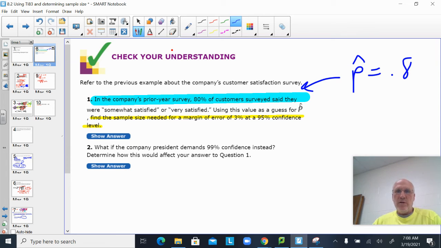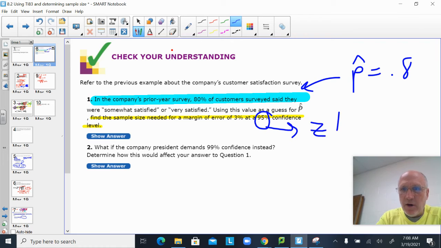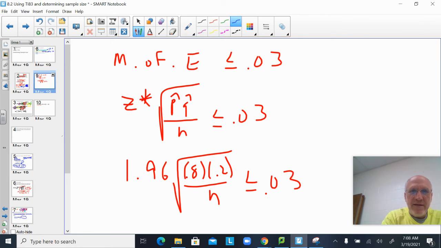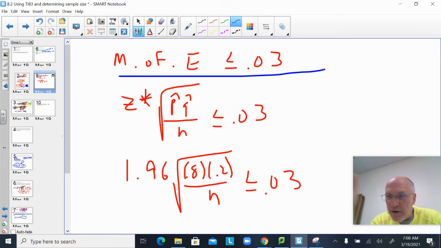So 95% confidence level, I know that means z star. I happen to remember that for 95% it's 1.96. That's the z star for 95%. And it wants a margin of error of 3%. So go up here. It says margin of error less than or equal to 0.03.